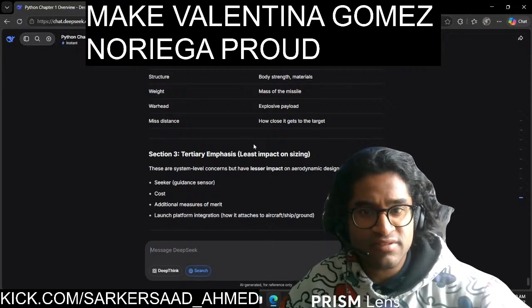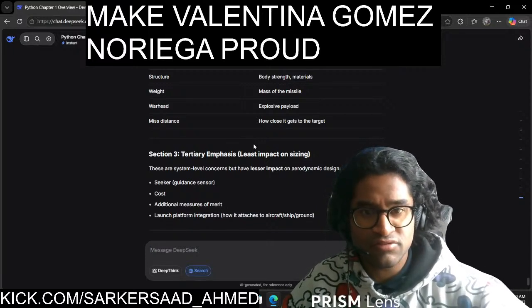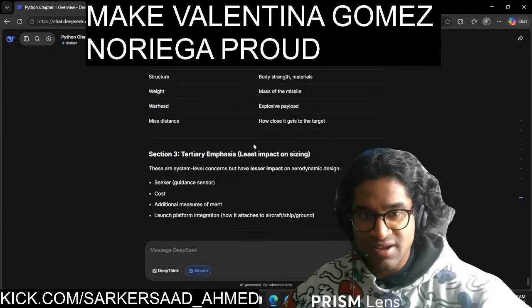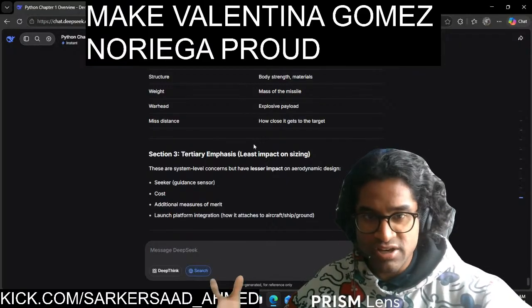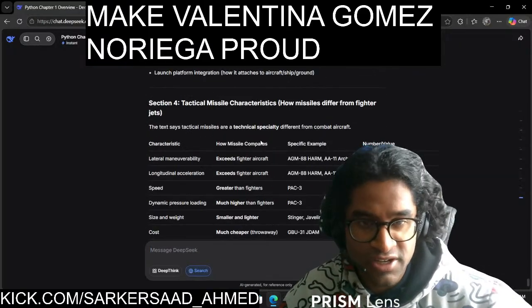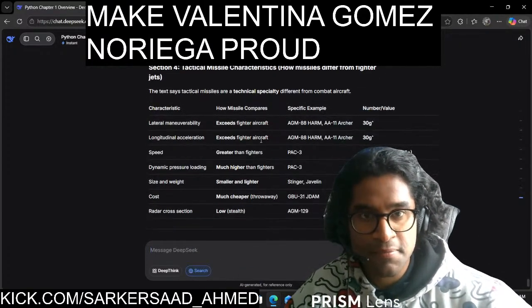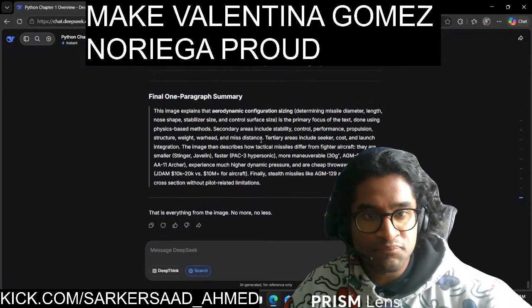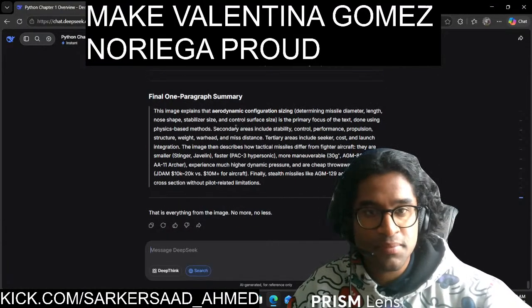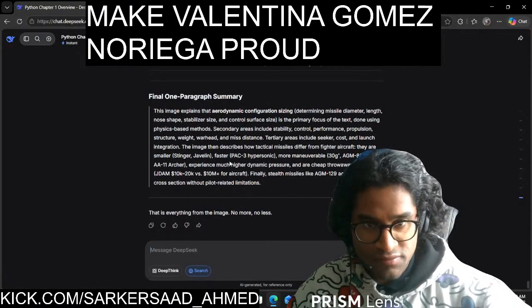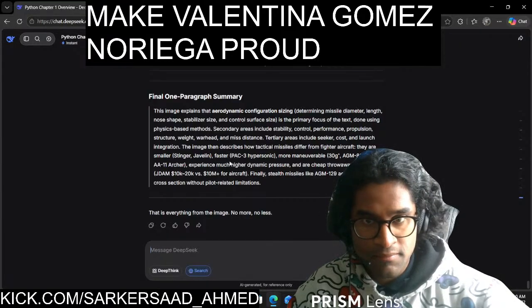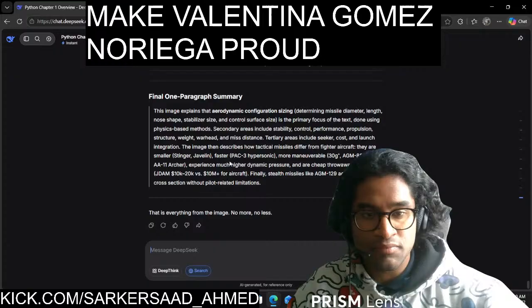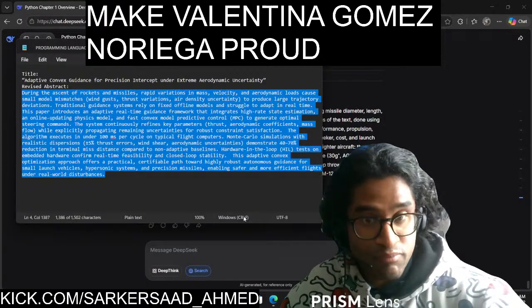The tertiary emphasis, least impact. These are system-level concerns, but have lesser impact on the aerodynamic design, like the seeker, the cost, the additional measurements, and the launch platform integration. All right. Cool stuff. Pretty much read it.